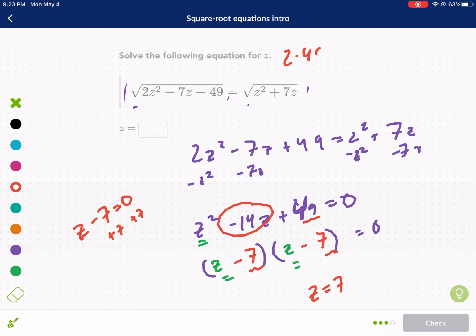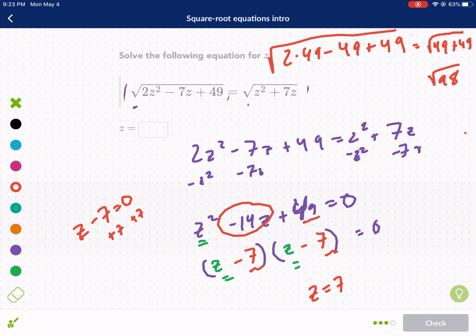2 times 49 minus 49 plus 49. That's interesting. And then that's on the right side. On the left side, oh, the square root, sorry. On the right side, we get 49 plus 49. Let's do the right side first. That's a little easier. Square root of 98. We're just going to leave it like that because hopefully the left side is going to be exactly the same.